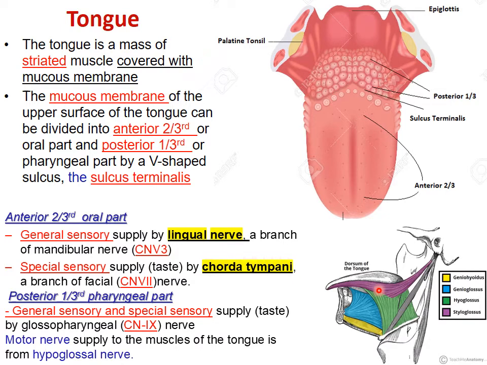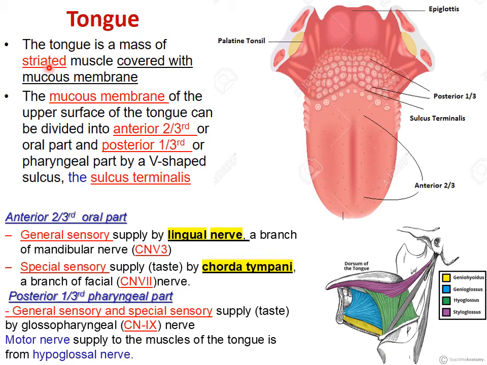These are called the extrinsic muscles of the tongue. There are some intrinsic muscles that are only inside. So vertical, horizontal, and transverse, these are the three intrinsic muscles that are present only inside, arising and finishing inside the tongue. They are not coming from outside. Since the others are coming from outside of the tongue, they are called the extrinsic muscles of the tongue.